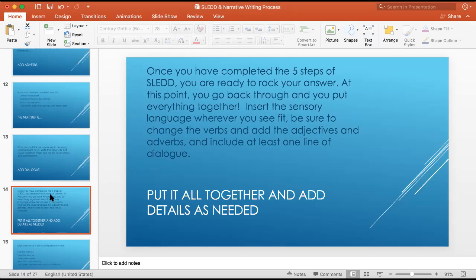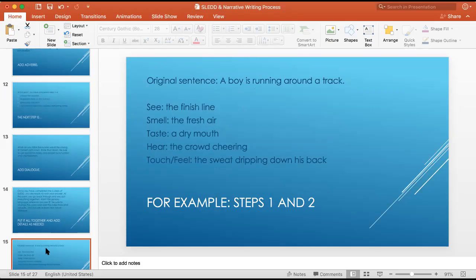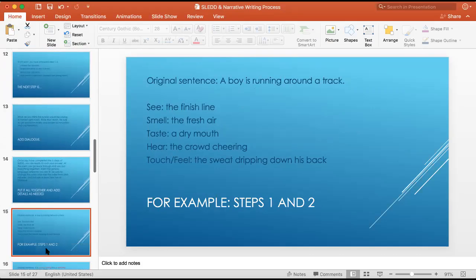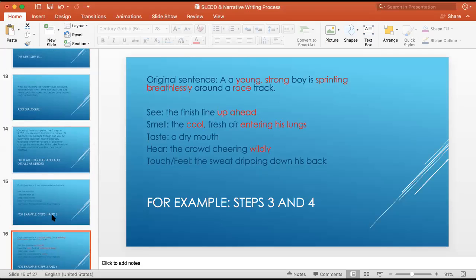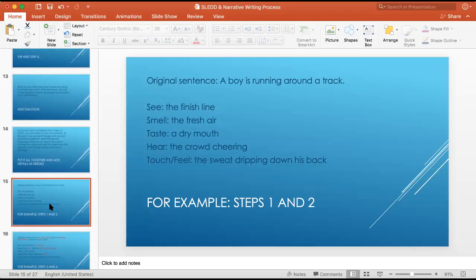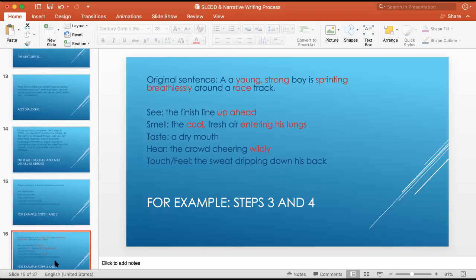As confusing as that sounds, I always give them an example. I pick up someone's paper at this point, and I start at the top, or you can use mine. My original sentence was, a boy is running around a track. I came up with, he will see the finish line, he will smell the fresh air, he will taste a dry mouth, he will hear the crowd cheering, and he will touch or feel the sweat dripping down his back. And then I literally go through in order just to show them an example of how you could put it all together.